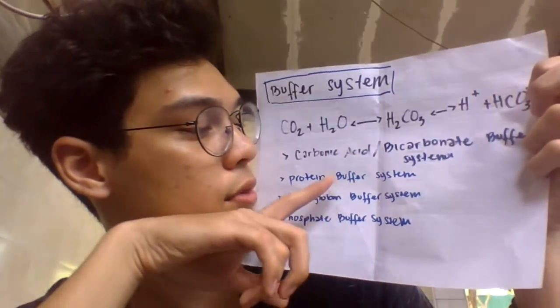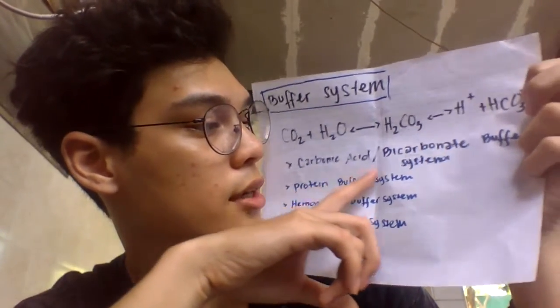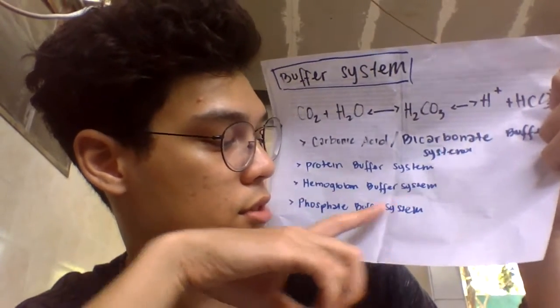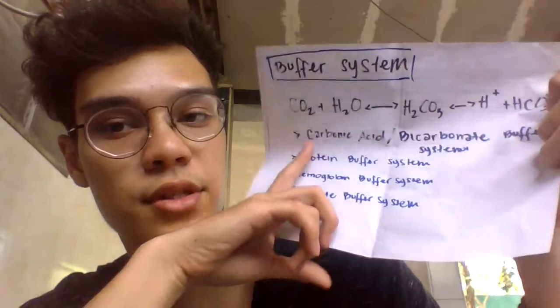There are different buffer systems: the carbonic acid bicarbonate buffer system, protein buffer system, hemoglobin buffer system, and there's also the phosphate buffer system.